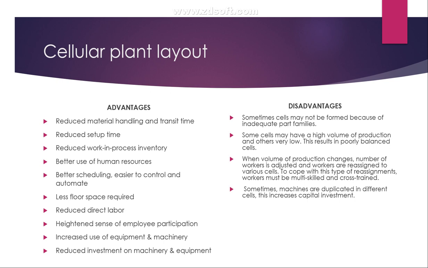Sometimes machineries are duplicated in different cells. This increases capital investment. If I go back to the previous picture, we observed that product A is assembled with five different machines. At the same time, one or two machines are replicated in cell two also. So this creates a duplication of machines. Somewhere it increases the capital investment of the manufacturing unit as well.